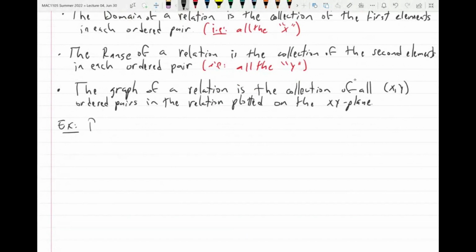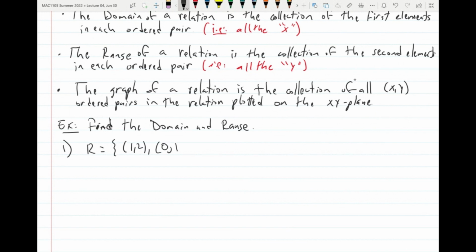So let's say, find the domain and range. And let me first do, let's say our relation R is given by (1, 2), (0, 1), (1, 3), (-1, 4). Okay, so this is a relation. It's just a collection of ordered pairs. So in this case, we have 4 ordered pairs.